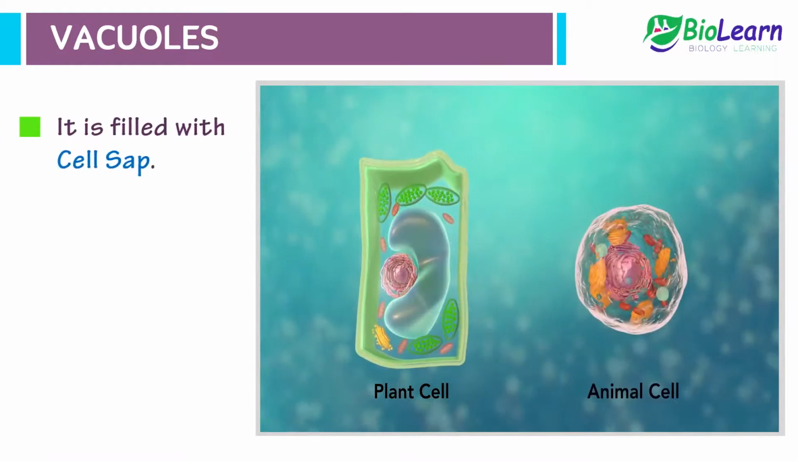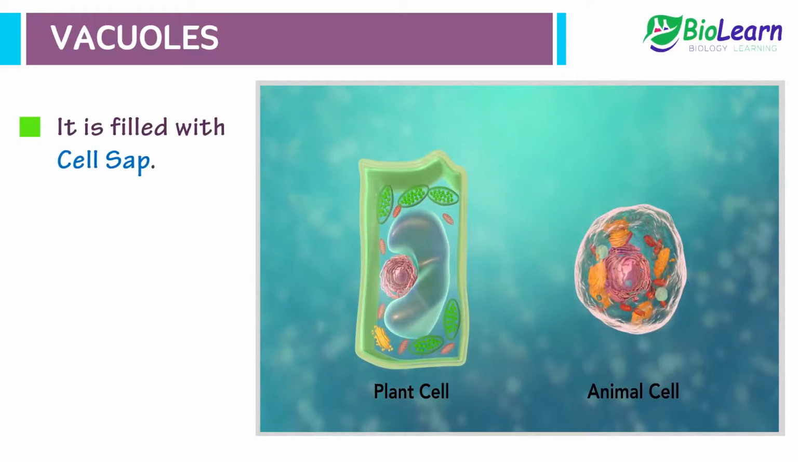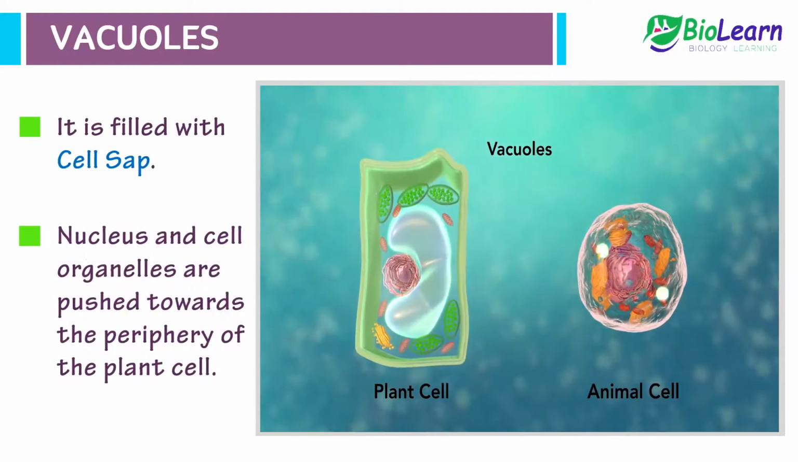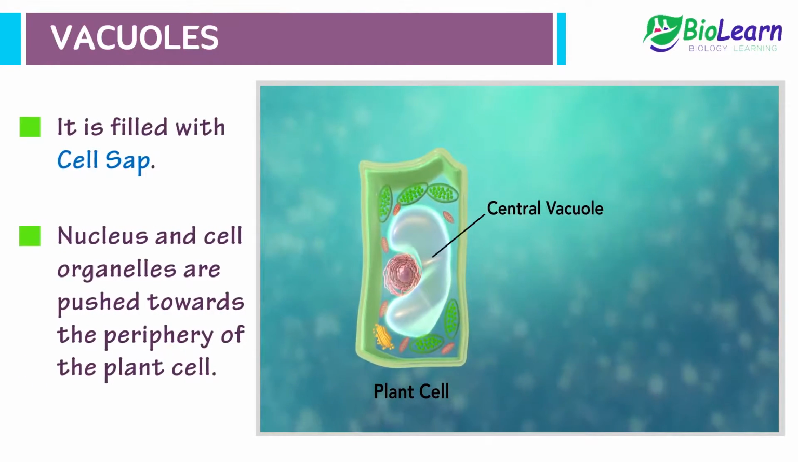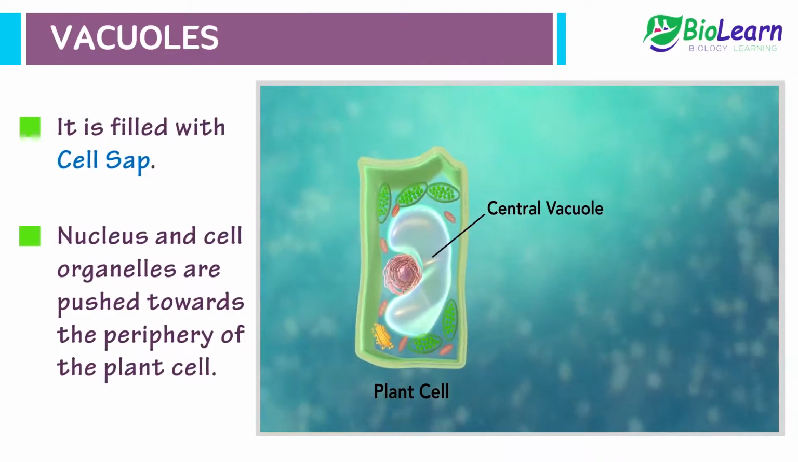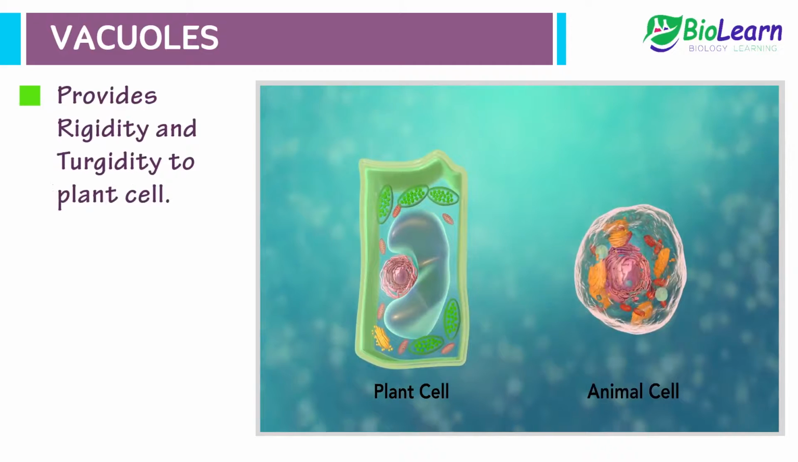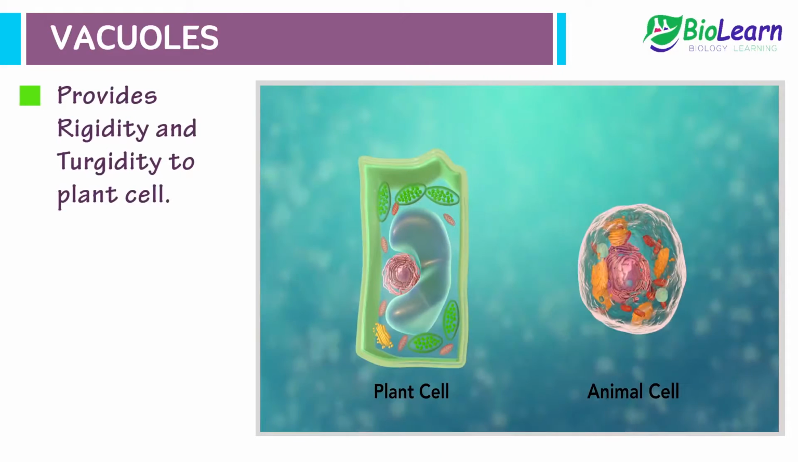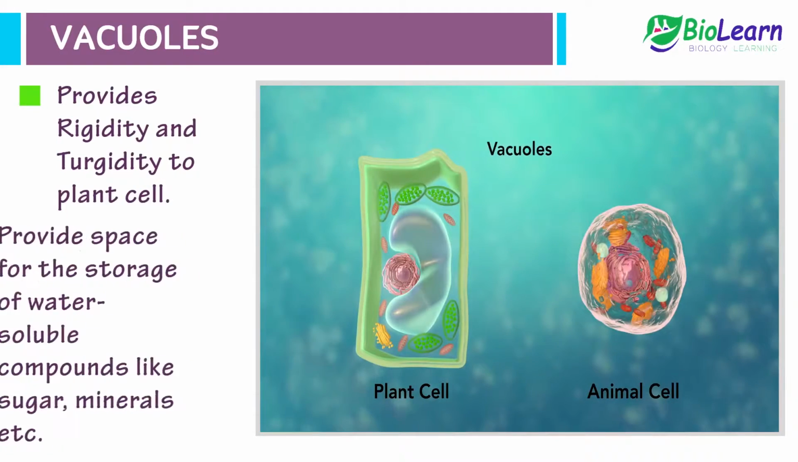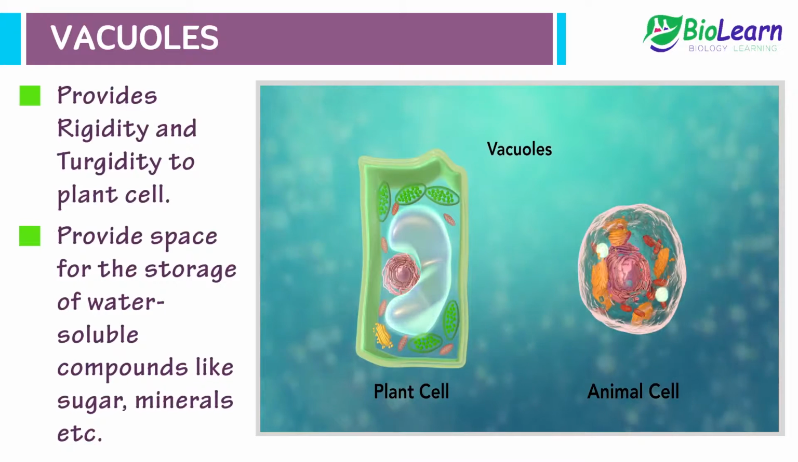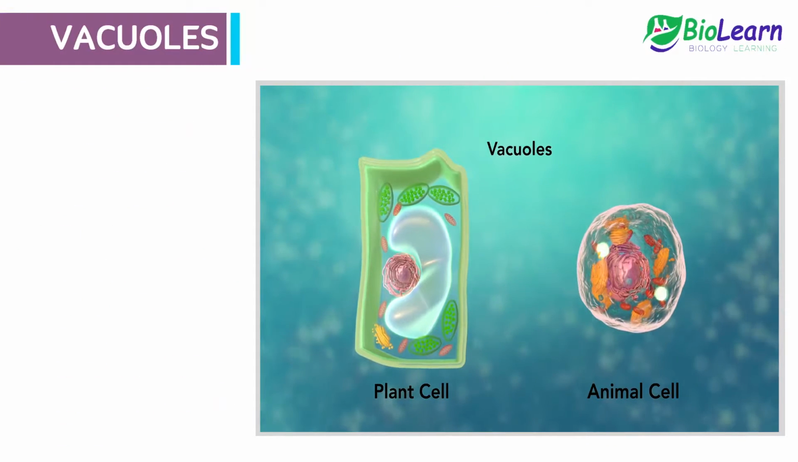It is filled with a liquid called cell sap. Because of its large size and central position, the nucleus and other cell organelles in a plant cell are pushed towards the periphery. Vacuoles provide turgidity and rigidity to the plant cell. They provide space for the storage of water-soluble compounds like sugar and minerals.